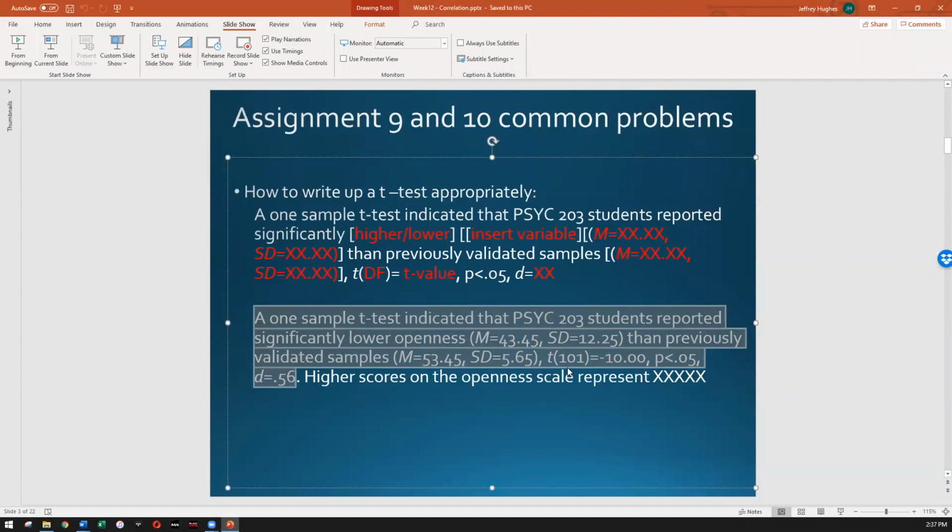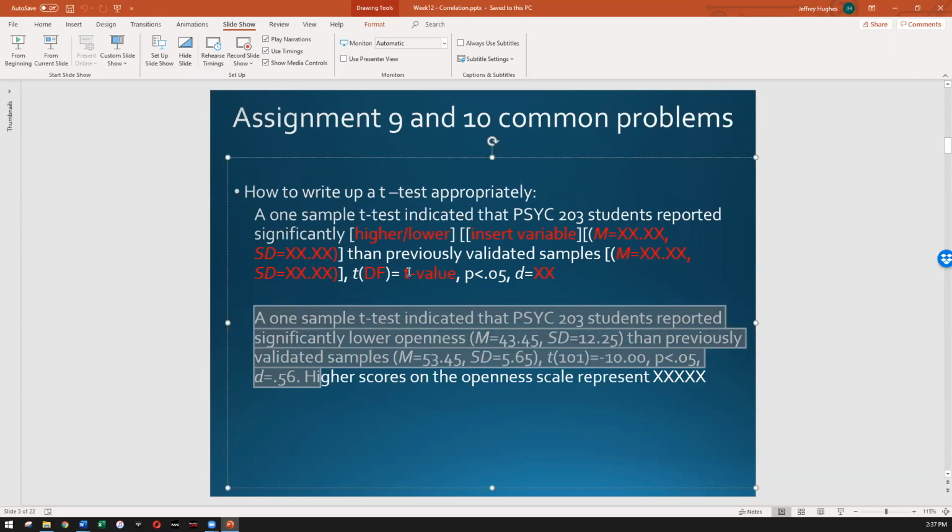So please use this general framework, like basically this exact sentence, when you're writing up a t-test, and just put in your own information. It's not plagiarism. Please just do it. It makes your write-up a lot cleaner. And I'm also getting a lot of things that are just wrong. So please use the format we give.